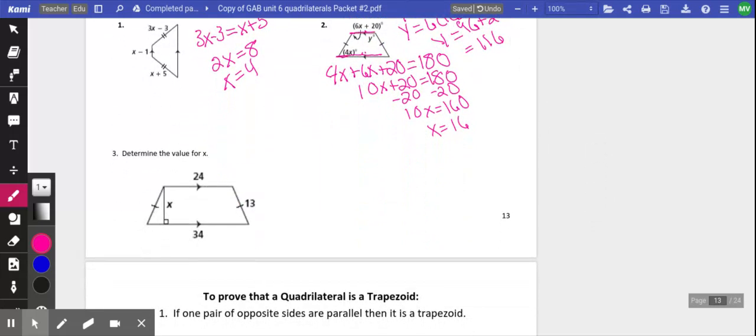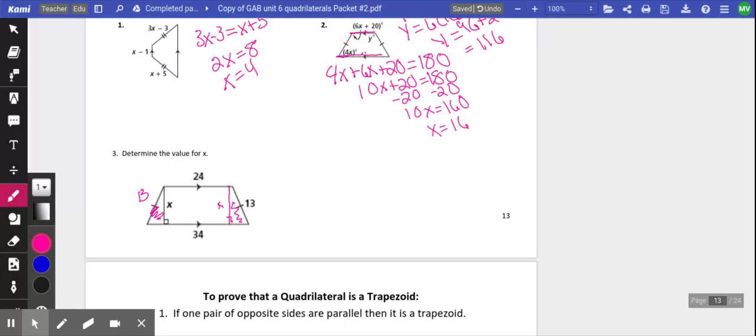So now let's do number 3. So number 3, we're looking for that height there. So knowing this is isosceles, that means I could draw another height here that would be congruent, and that creates a rectangle in the middle. So that means that the triangle on the left and the triangle on the right would be congruent because of hypotenuse leg. So that means this is still 13 because those are my legs that are equal.